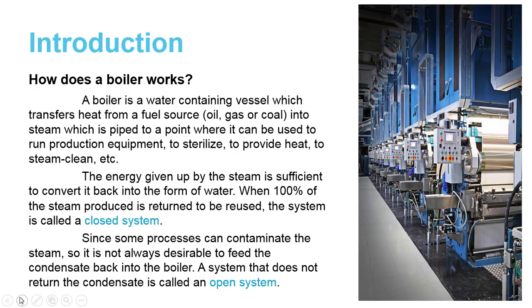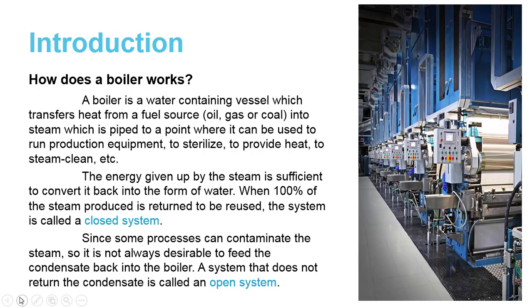The energy given up by the steam is sufficient to convert it back into the form of water. When 100% of steam produced is returned to be reused, the system is called a closed system. Usually in hospitality, whatever steam goes to the laundry comes back as a condensate. If it is direct cooking, those wastages will happen. So in case the steam won't come back to the boiler, that is called the open system.